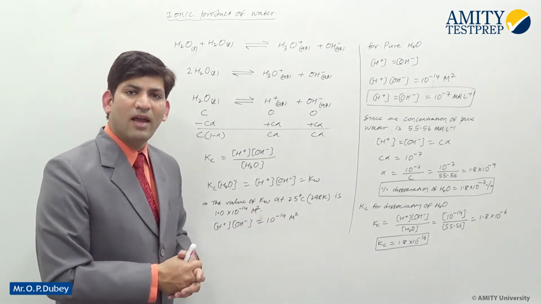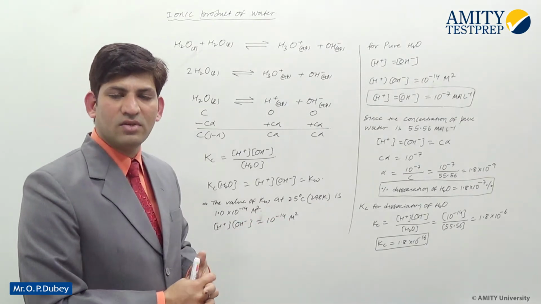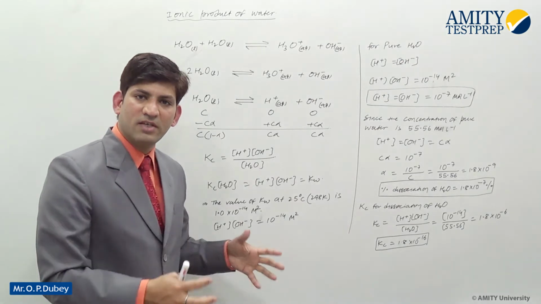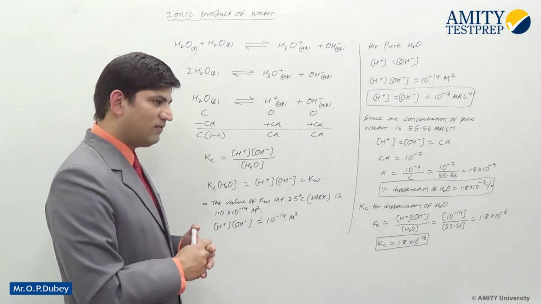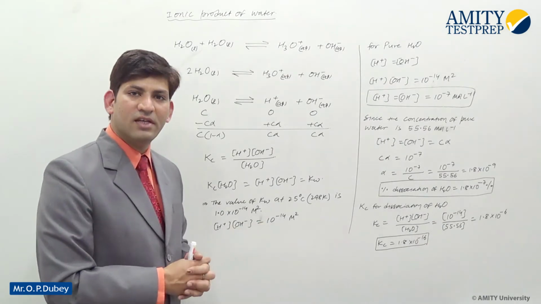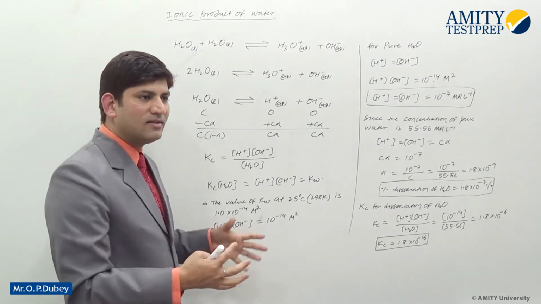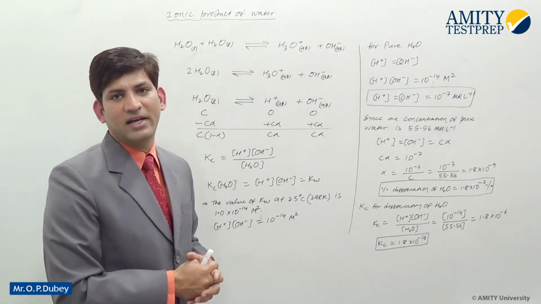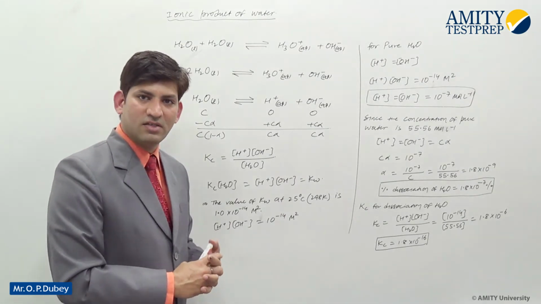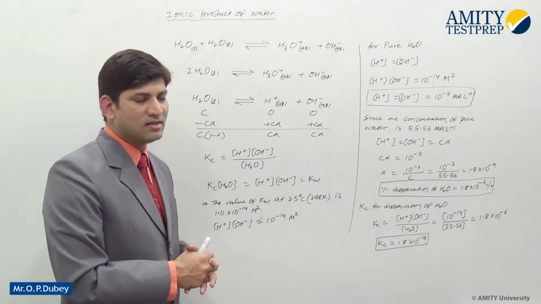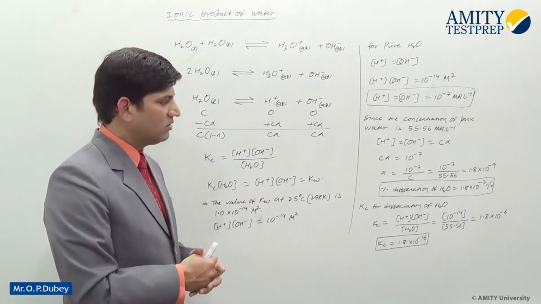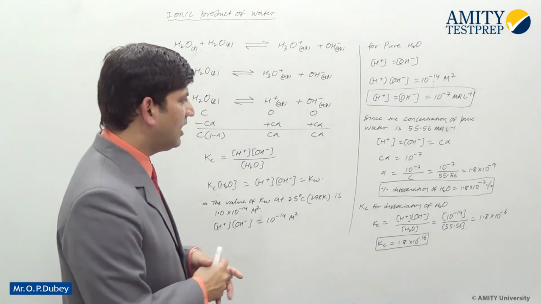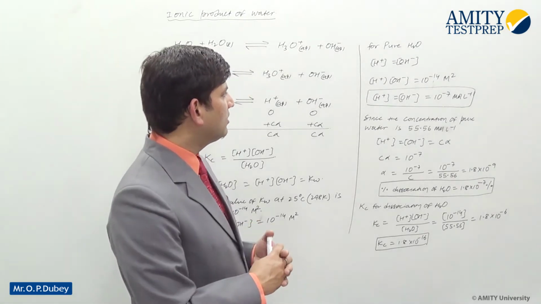That means in any aqueous solution, the product of the H plus ion and OH minus ion concentrations is always constant at 25 degrees C, equal to 10 raised to the power minus 14. As the temperature changes, the value of the ionic product constant for water changes. As the temperature increases, the value of Kw also increases. The dissociation, or the ionic product constant, increases.